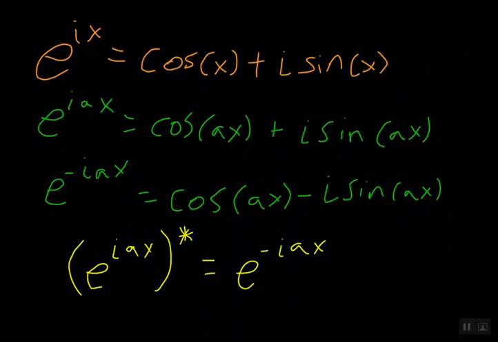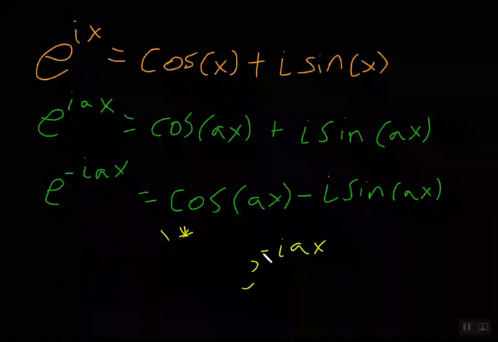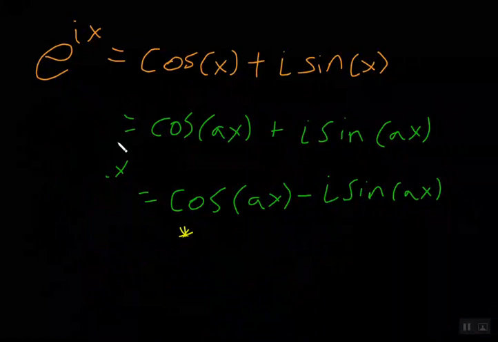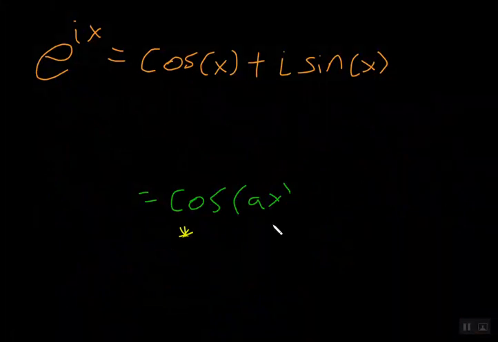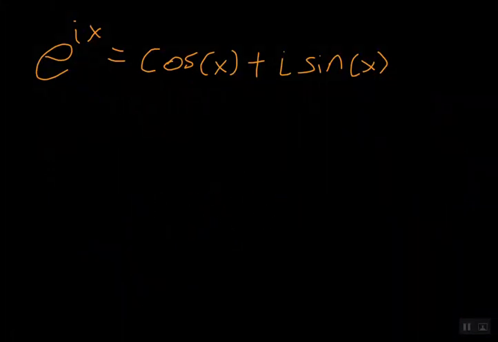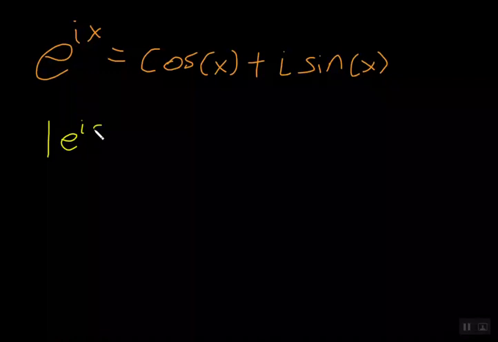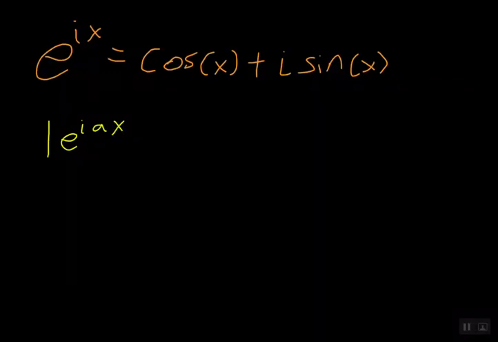All right. Now, finally, the last thing I want to look at, hopefully you have all of this written down, is the absolute value of e to the iax. I know I erased it again, so I'll just write this here. This is e to the iax equals cosine of ax plus i sine of ax. We can do that here.